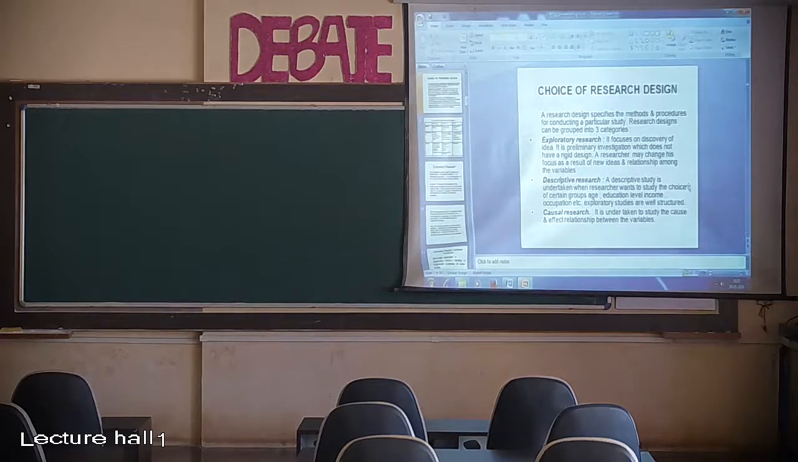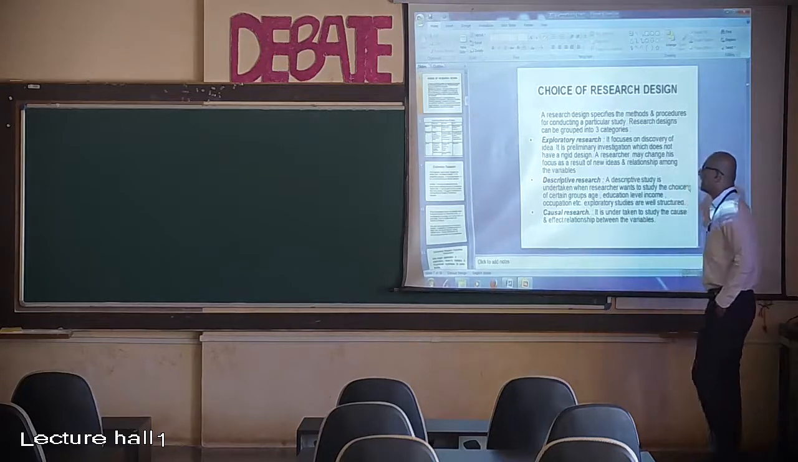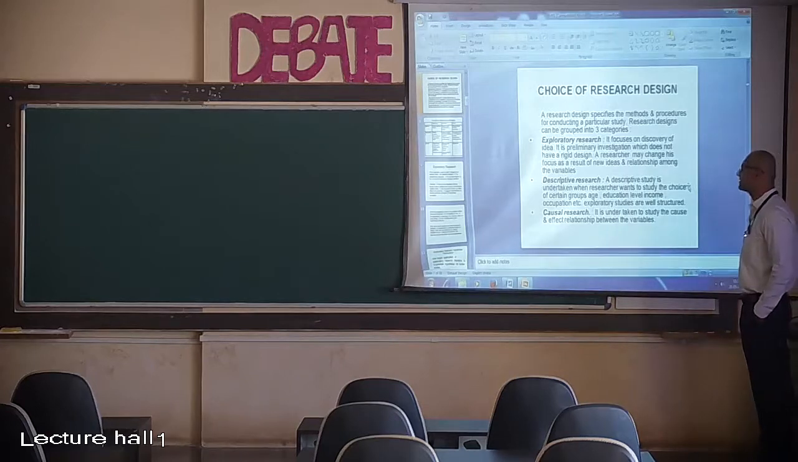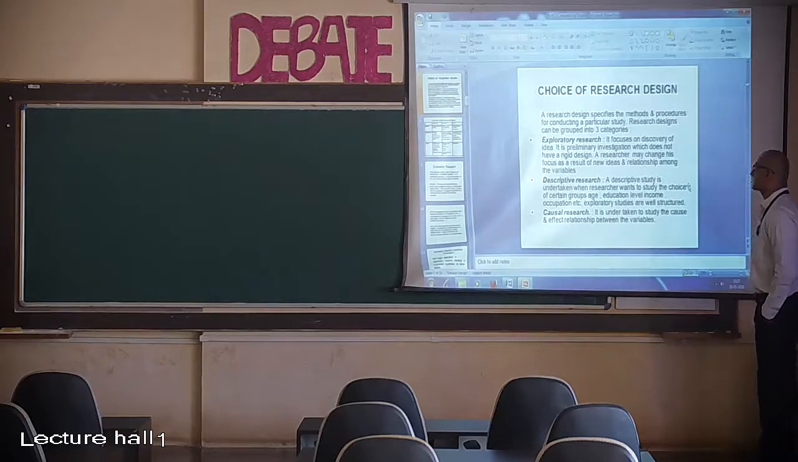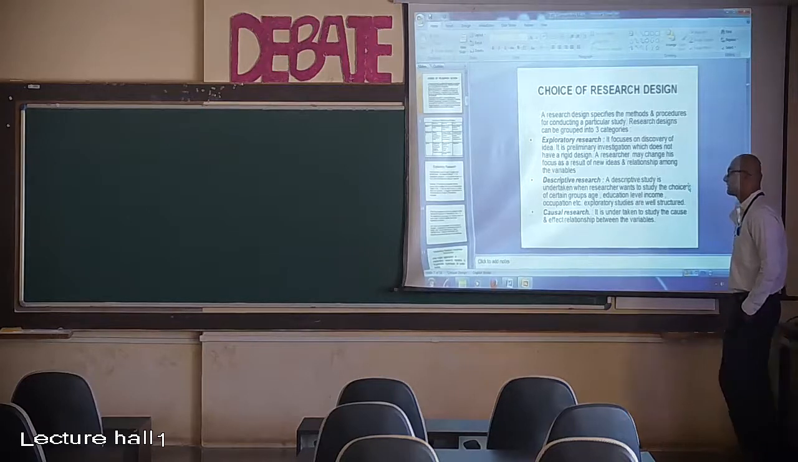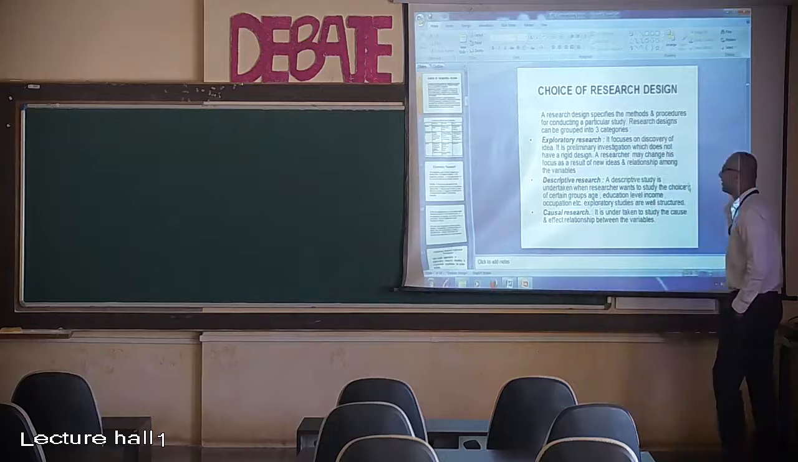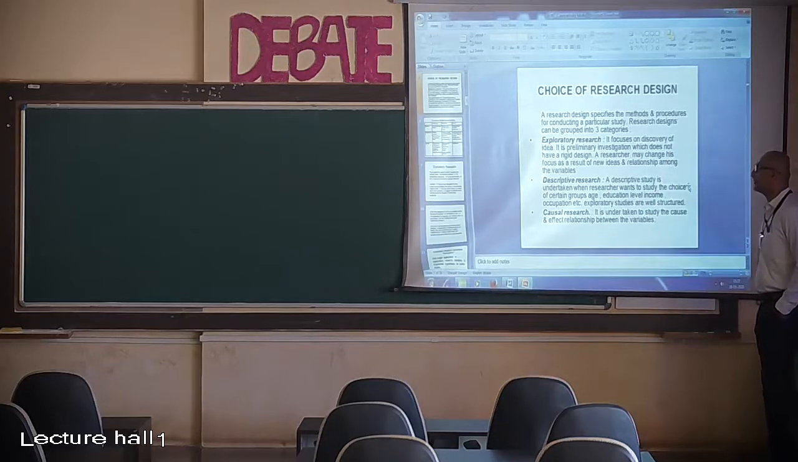Let's try to understand what the different choices of research design are. Our research design specifies the methods and procedures for conducting a particular study. Research designs can be grouped into three different categories. The first one is exploratory research. This kind of research focuses on the discovery of ideas. It is a preliminary investigation which does not have a rigid design. We are trying to explore things, as we mentioned earlier.